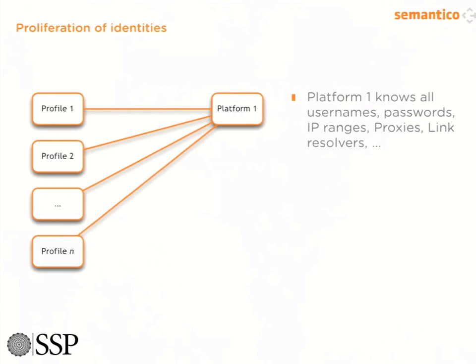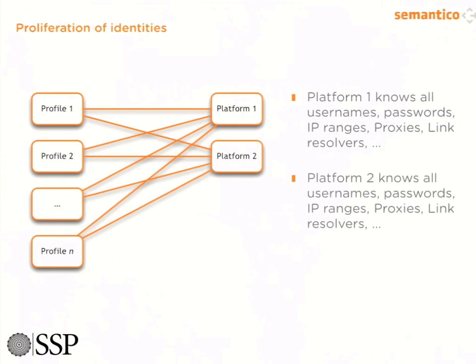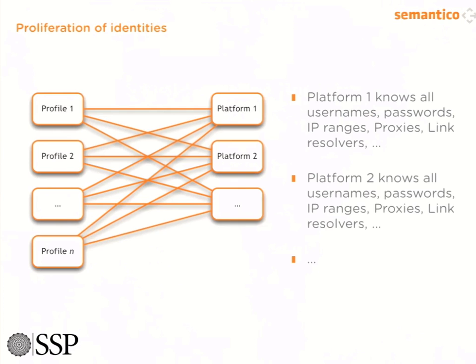And so we can see here that Platform 1 needs to know, obviously, all of the usernames and passwords and IP ranges and proxies and link resolvers and all the other bits of configuration to do with how you access the content that's on Platform 1. So it has its own database, effectively, with its own set of identity information in. And then you see that Platform 2 knows all the usernames and passwords and IP ranges and proxies and link resolvers, and you can see where this is going.